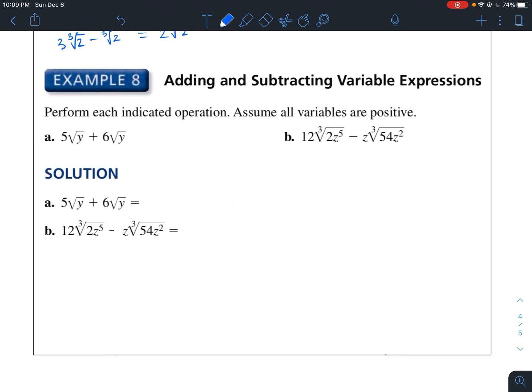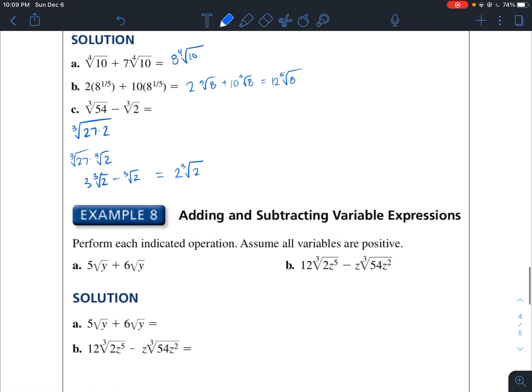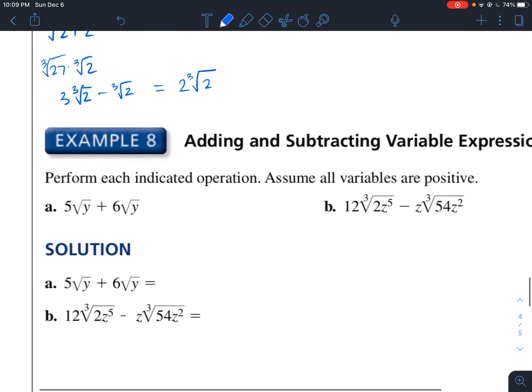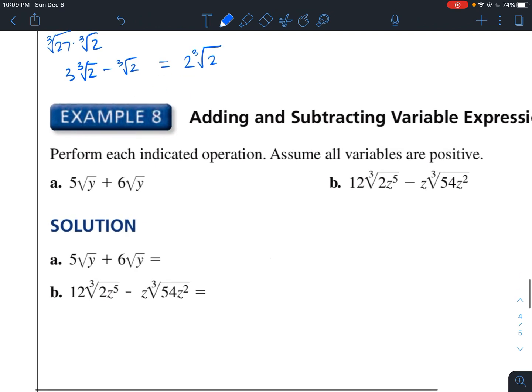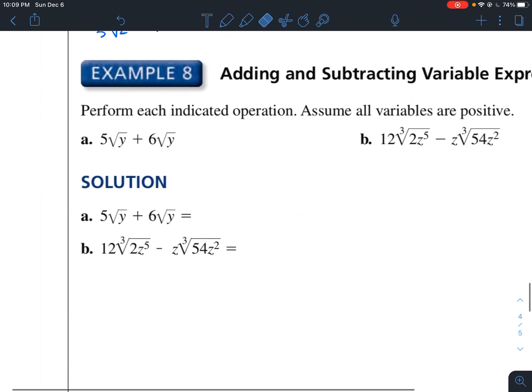Now let's jump to 8. We're doing kind of the same thing. Perform each indicated operation. For a, it's 5 times the square root of y plus 6 times the square root of y. Again, I'm going to treat this square root of y as if it were something like x. So I have 5 square root of y and 6 square root of y, and if I add them together, I'll get 11 square root of y.